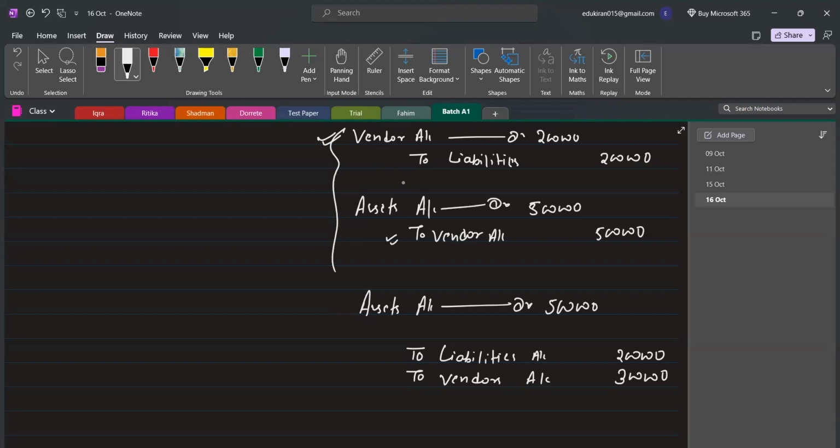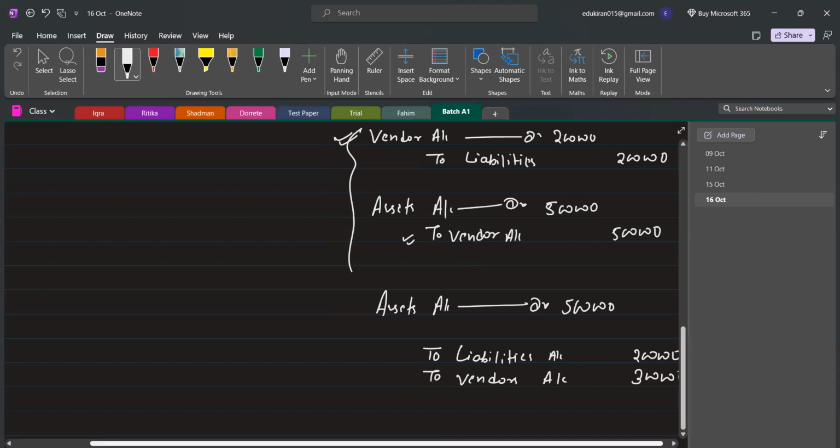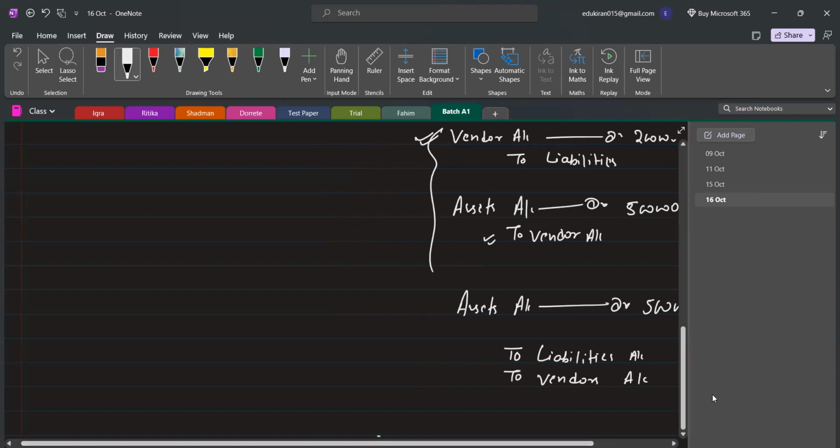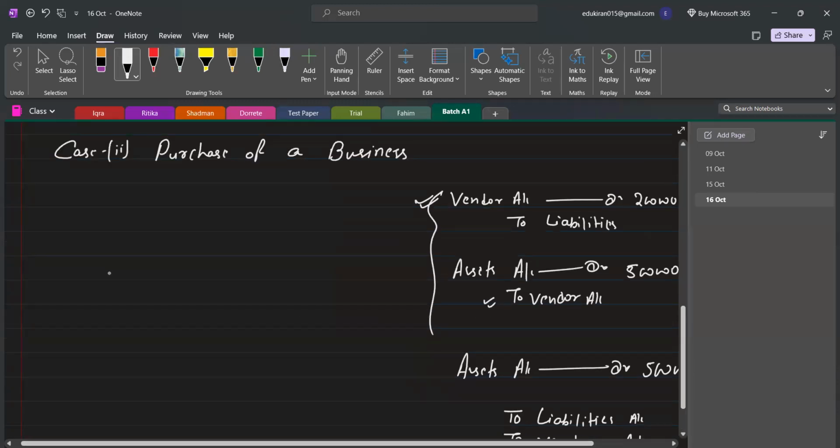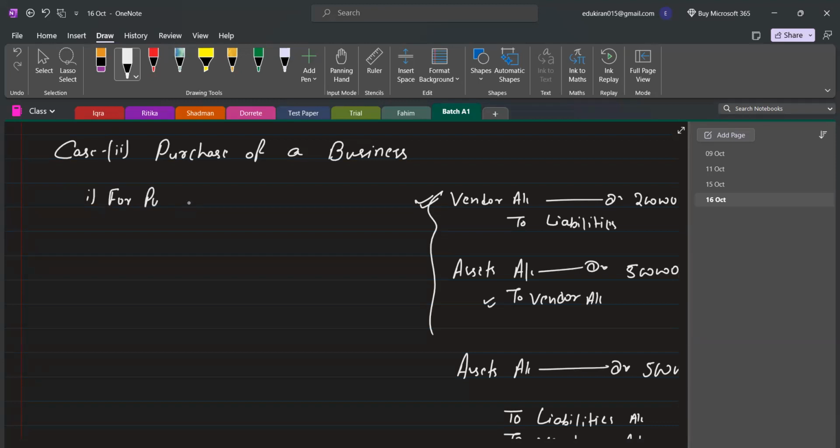And if the vendor is on the same side in both the entries, like here credit side, here credit side, 5 lakh, 2 lakh, then the vendor amount will be added. It will be 7 lakh. So this is the rule of combined entry. So now we are taking assets and liabilities for purchase of business.